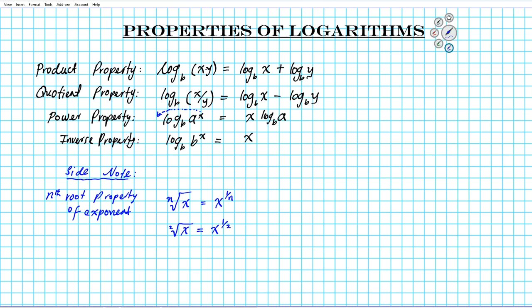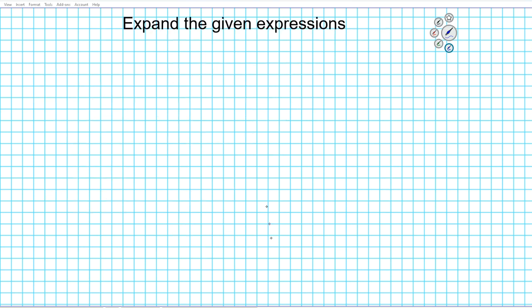All right, so the instructions for us are to expand the given expressions. So we have the following condensed logarithmic expressions. Let's start with question number 1. For problem number 1, let's say we have the log expression, log base 8 of u times v times w to the 4th power. So how can we write that in expanded form?